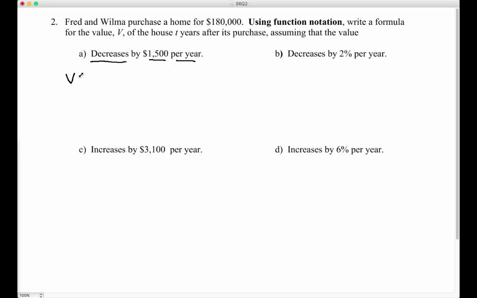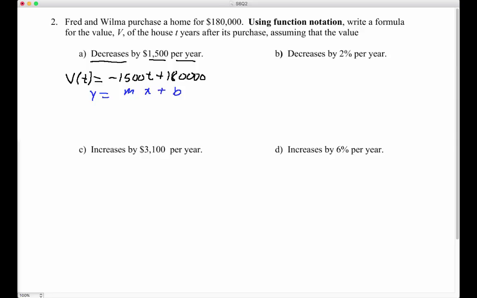If we do that, notice that that's going to give us a common difference that stays fixed at 1,500, which means it's going to be linear. So we're going to subtract off 1,500 for each year past the starting year from the original $180,000. In other words, it is a linear function. You should recognize this as being of the form of our old pal y equals mx plus b.